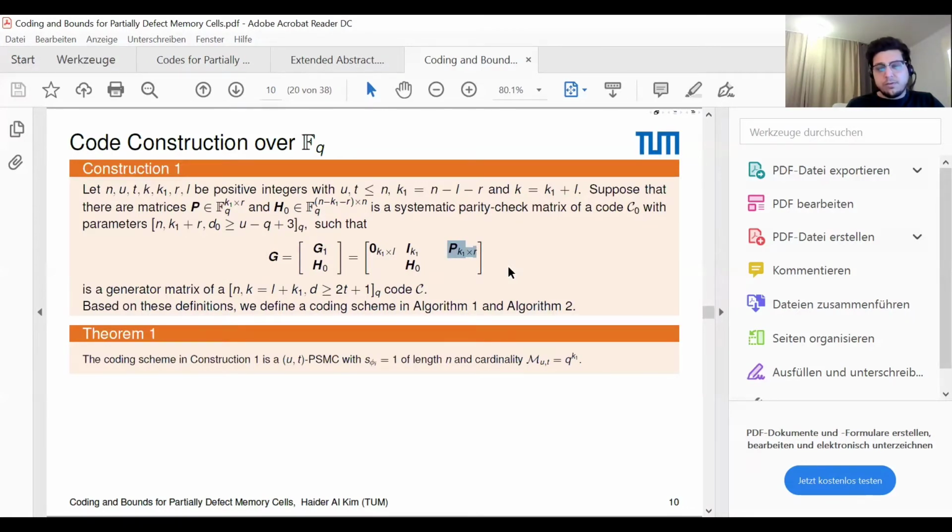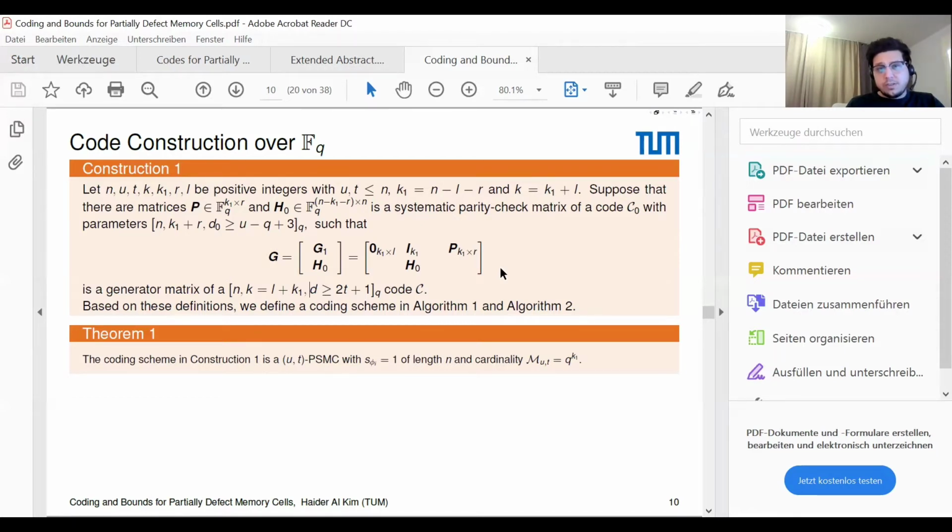echelon form, or we can do row operations and column permutation, and then we might get a specific form like this, but in general, it's hard to find. So this is the theorem, and then if we have this statement, G is a generator matrix for a code C, and it has at least minimum distance D, and this D is greater or equal to T plus 1. So we can correct errors with this code.